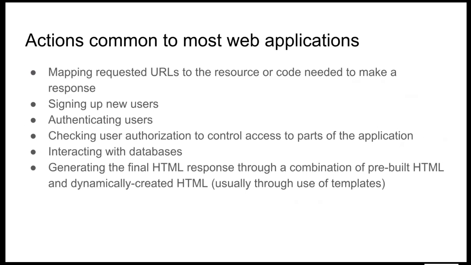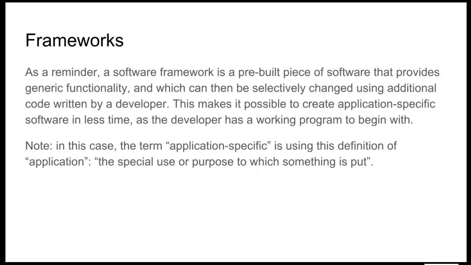So now, frameworks. As a reminder, a software framework is a pre-built piece of software. It provides generic functionality, and then it can be selectively changed by us. It can be selectively changed using additional code written by a developer. This makes it possible to create application-specific software in less time.